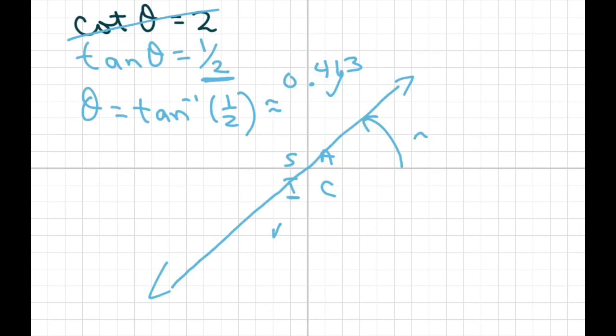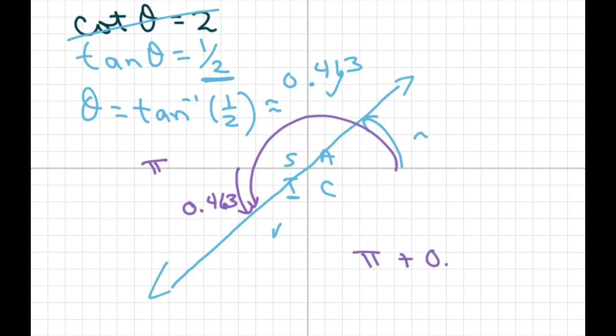And then the same thing here. This little bit here is also 0.463, but we want the whole bit. So we want to start with pi, which is 3.14, and we're going to add our 0.463, and that's going to give you approximately 3.605. So I'll round this up. And so my two solutions are 0.463 and 3.61.